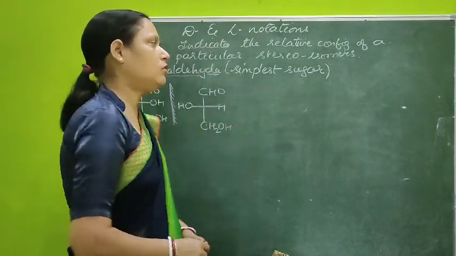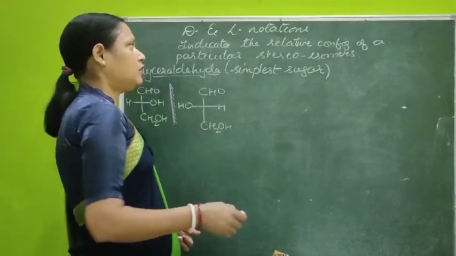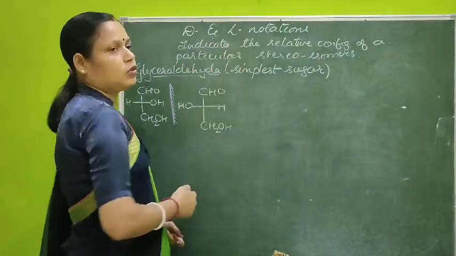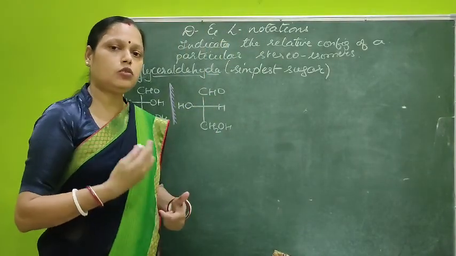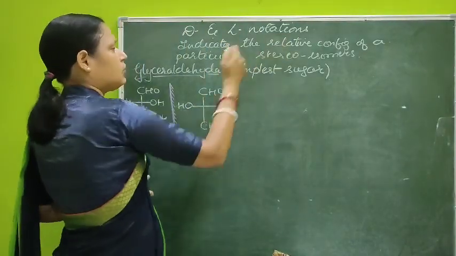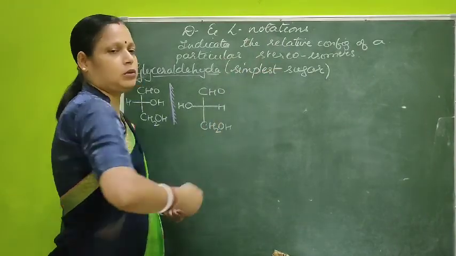Discuss structures of glucose and fructose. We are to discuss D and L notations. What is D and L? These are dextro and levo notations. Actually, this is used to explain the relative configuration of a particular stereoisomer.